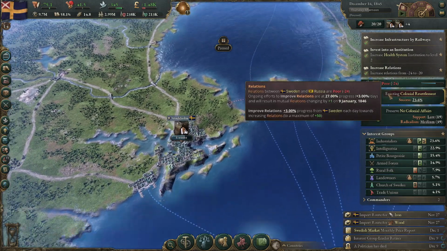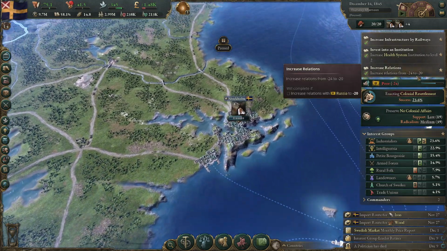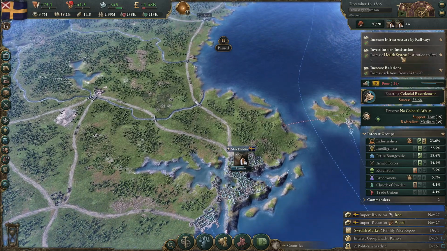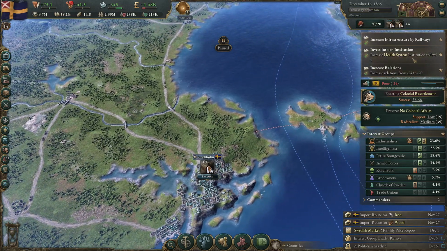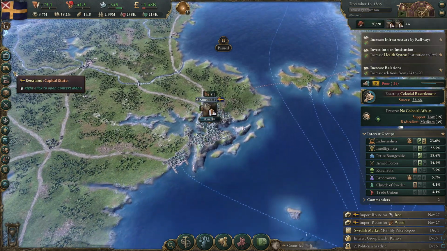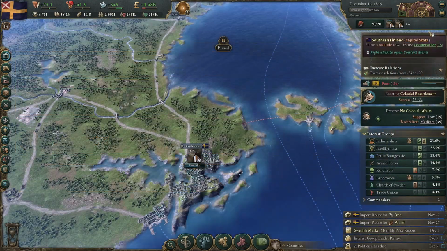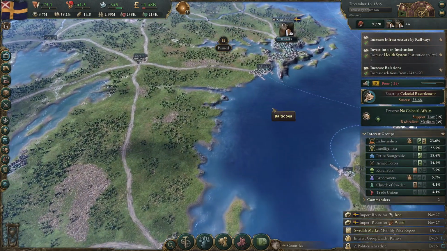Well, we are improving our relations with Russia, 24 to 20. We've increased the healthcare system. I think that is actually finished, isn't it? Let's just check that. No, it's still going. It's going to take another 17 weeks. Wow, it takes a long time to do things, doesn't it?